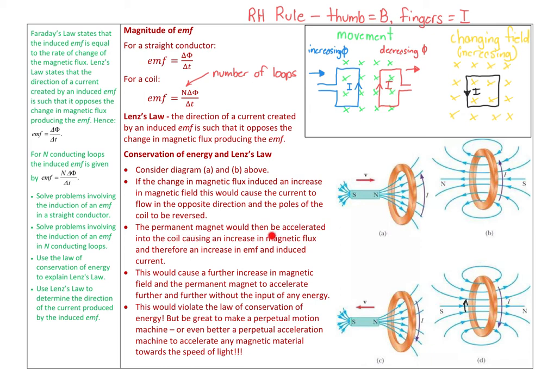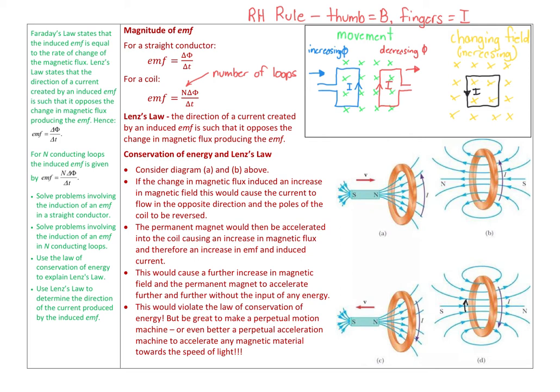The permanent magnet would then be accelerated into the coil, causing a further increase in magnetic flux and therefore an increase in EMF and induced current. So the faster it went, the more and more current you would get. This would cause a further increase in magnetic field and the permanent magnet to accelerate further and further without the input of energy.